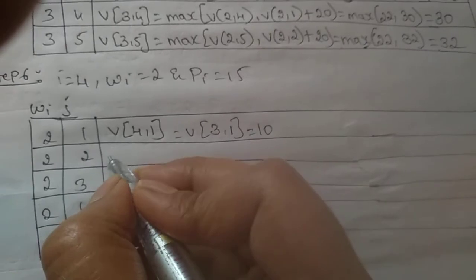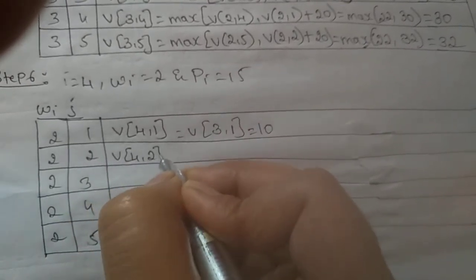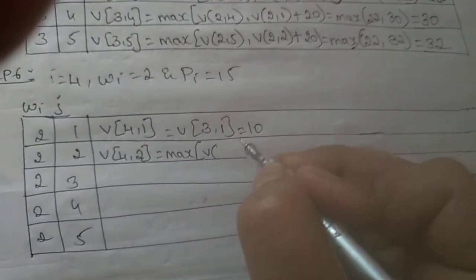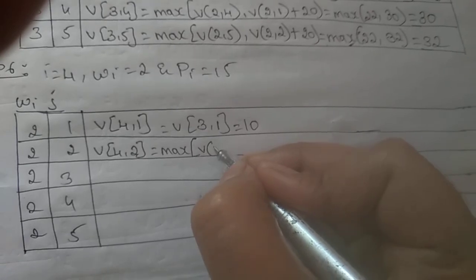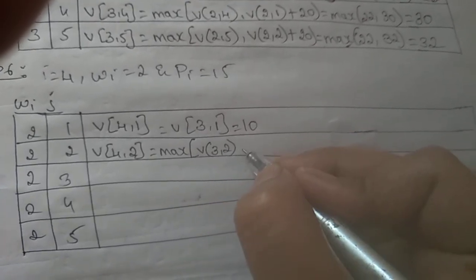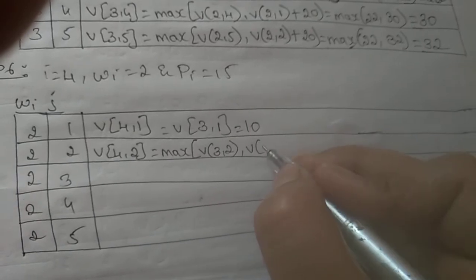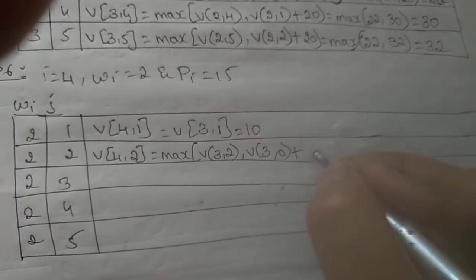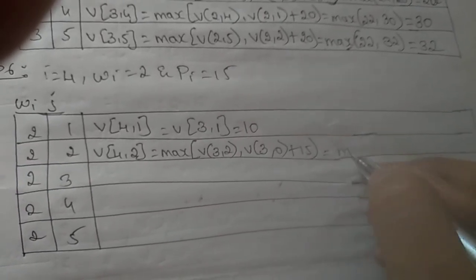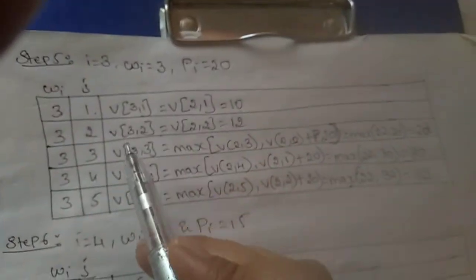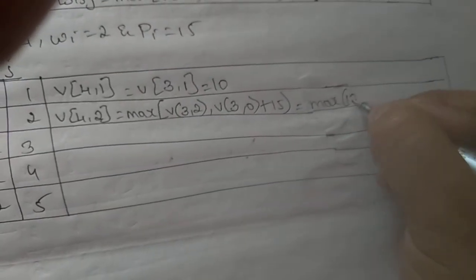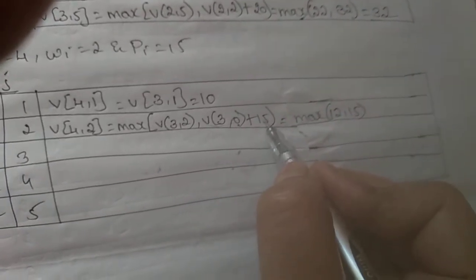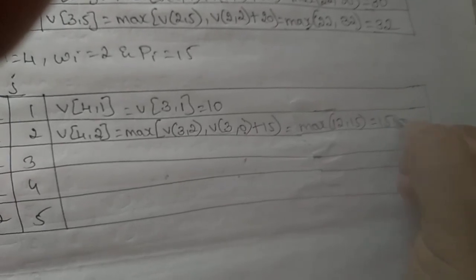Here both are equal, then max formula 4, 2. So max of v of i minus 1, j, i minus 1 means 3, 2 is 12, v of i minus 1, 3, then j minus wi, it is 0, plus profit is 15. So among these, which is max? 3, 2 value, it is 12, 15, because here j value is 0 means this thing will become 0, it is 15. Maximum of 12 and 15 is 15.